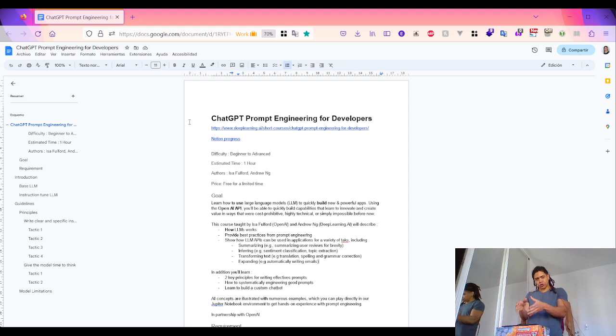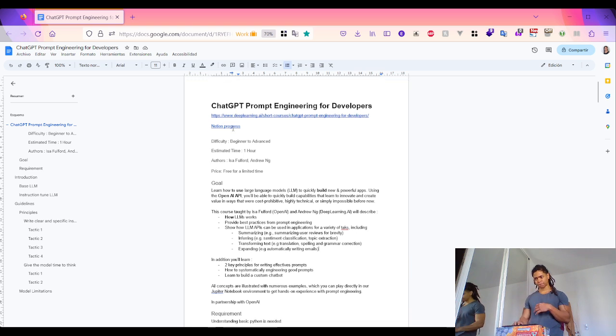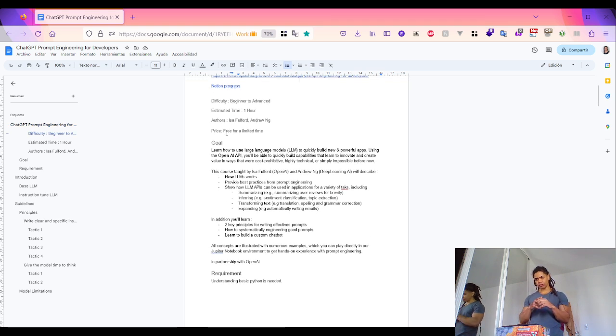The course describes how LLMs work, good practices from prompt engineering, as well as how you can use LLM APIs in applications for a variety of use cases.